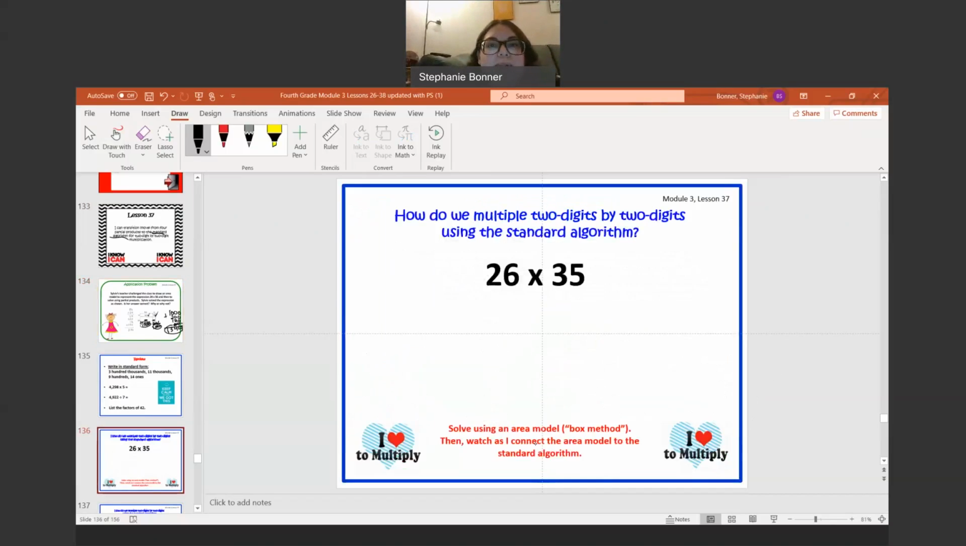How do we multiply 2 digits by 2 digits using the standard algorithm? Unfortunately, the only way to learn the standard algorithm is to practice the standard algorithm, because at first it might seem hard to you. So we're going to take our 26 times 35. We're going to write it out like this, where the numbers are stacked on top of each other vertically. And we're going to start with the 5. We always start in the ones place. That 5 is going to visit the 6 in the ones place, and then the 5 is going to visit the 2 in the tens place. And I would cover up the 3 if I could.